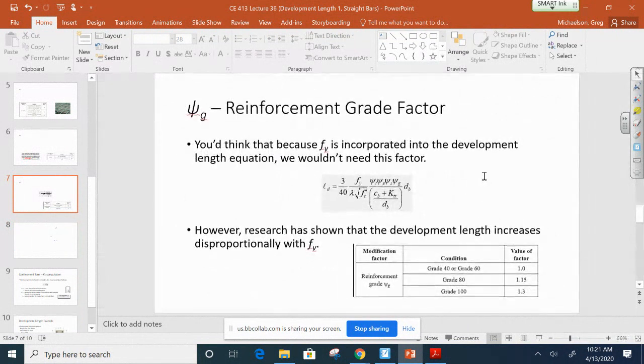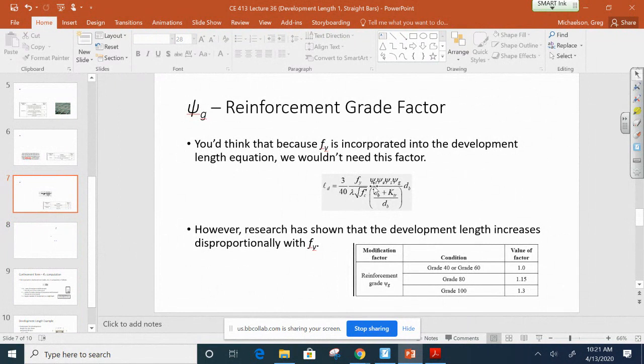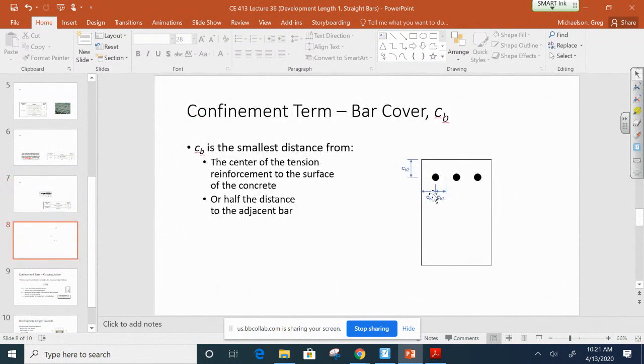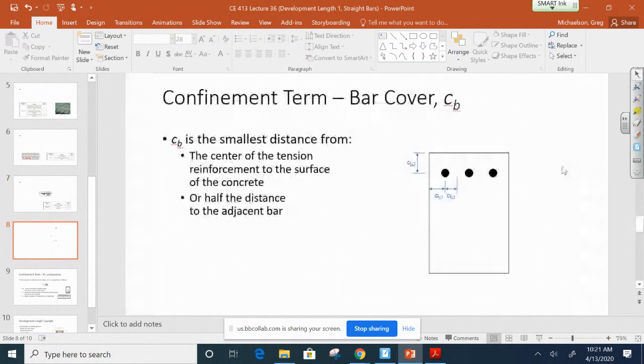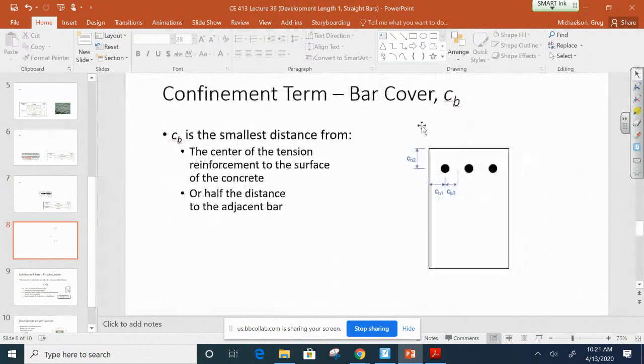Okay, so those are our 4 factors: the psi T, the psi E, the psi S, and the psi G. What about this stuff in the denominator? This is what's called the confinement term, and it is a function of 2 things, well, really 3 things. But first off, let's talk about the cb term. The cb term is what's called the bar cover, and it's really just the smallest distance from the center of the tension reinforcement to the closest surface, or the center of the reinforcement to the next adjacent bar.